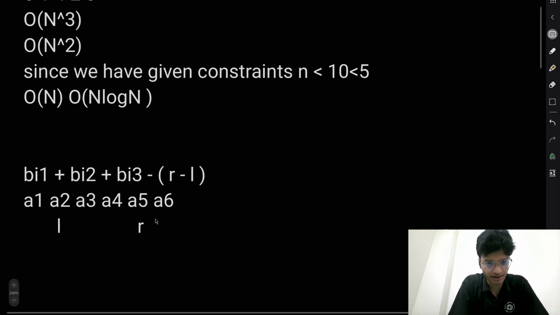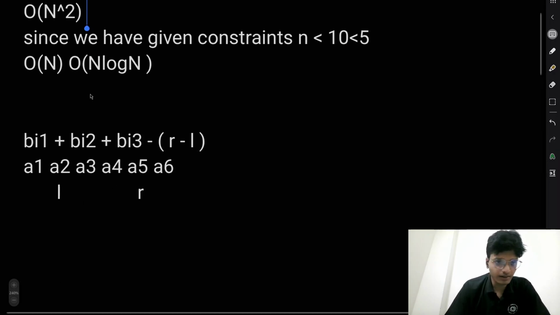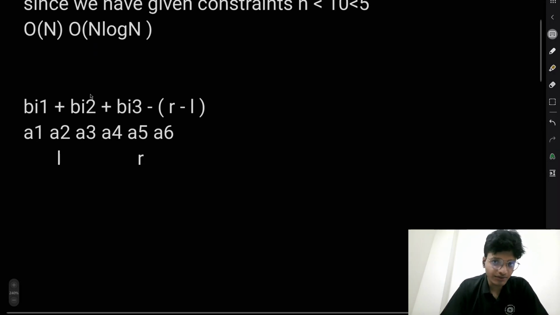So that's the main observation: don't choose an index lesser than that for L, and the same with R. If we have fixed that we have to choose A2 and A5, then in between we can choose any maximum, which we have solved for in order of n square. So that's the first main observation.